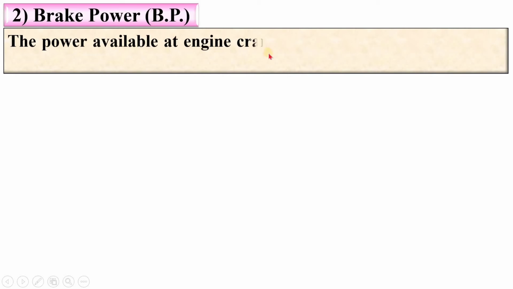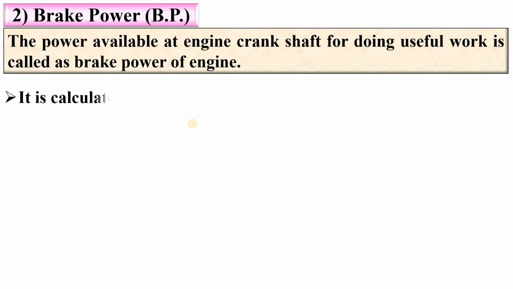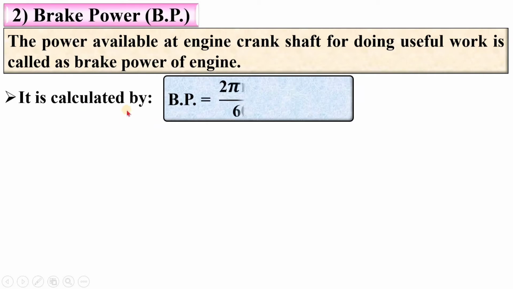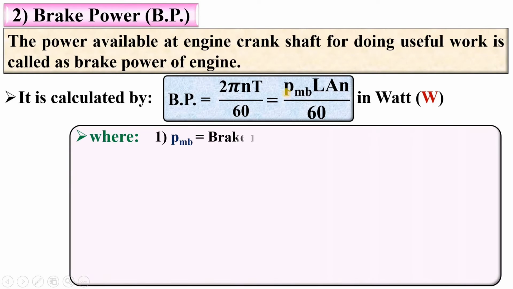Now next, brake power. The power available at the engine crankshaft for doing useful work is called the brake power of the engine. It is calculated by 2 pi NT upon 60 and that is also equal to PLAN upon 60 and that is measured in watt. Now let's see one by one all terms.